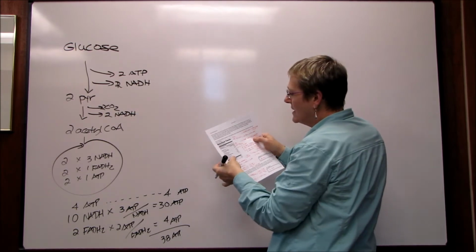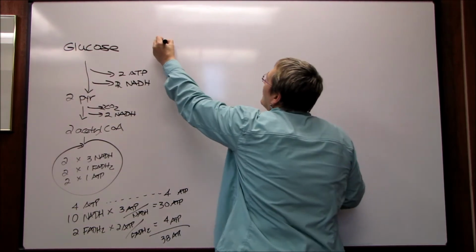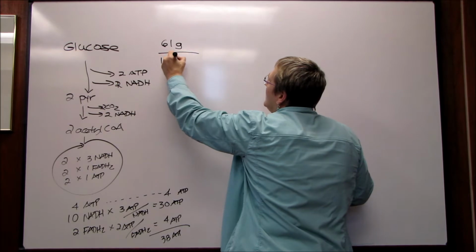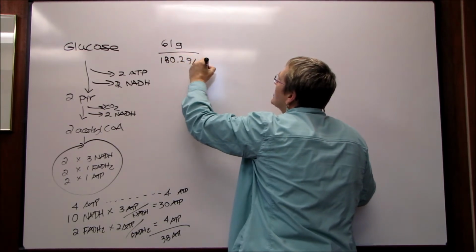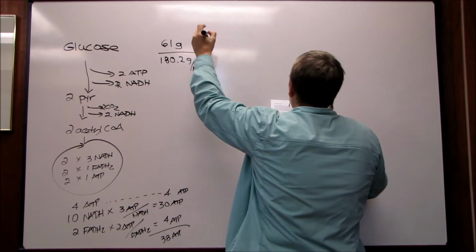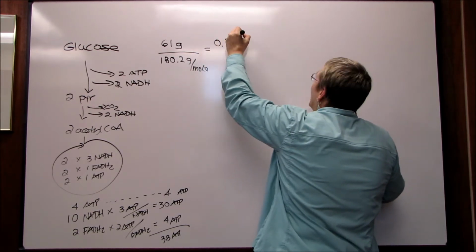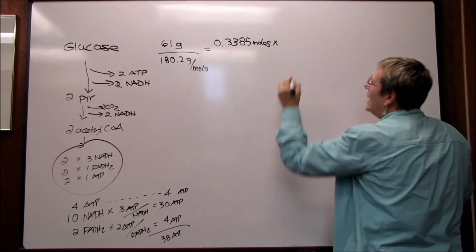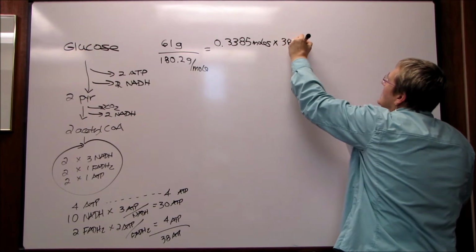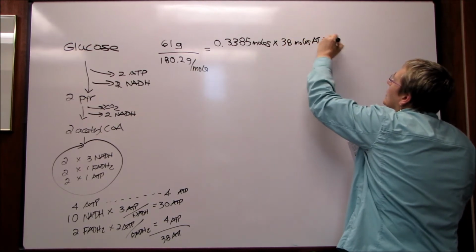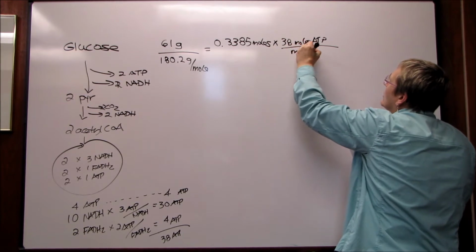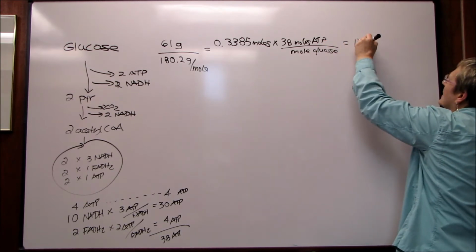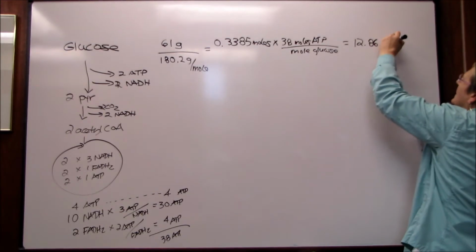I look on the chart, it says that there are 61 grams of sugar, and all the sugar is glucose. So 61 grams of sugar divided by a sugar's molecular weight, 180.2 grams per mole. Notice my units behaving themselves. I end up with 0.3385 moles of glucose times 38 moles of ATP per mole of glucose. That is equal to 12.86 moles of ATP from the sugar part.